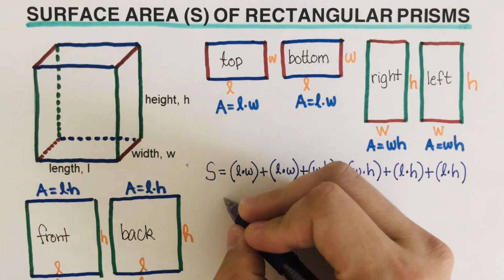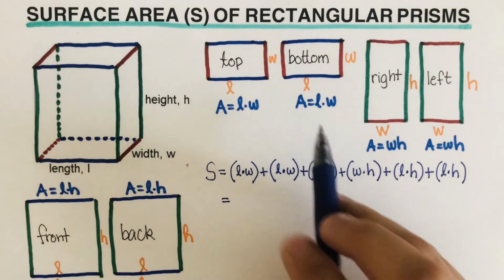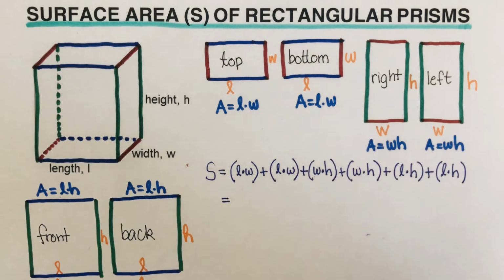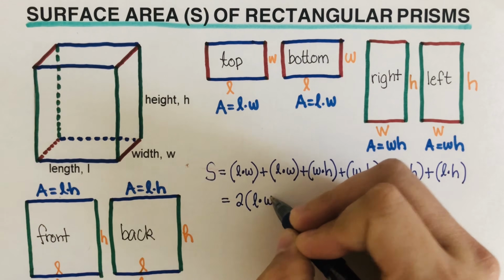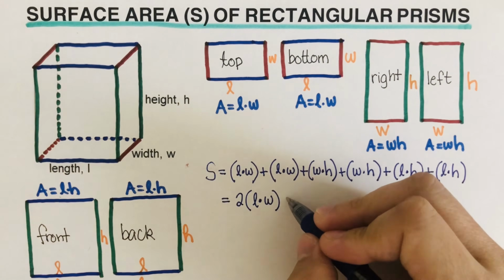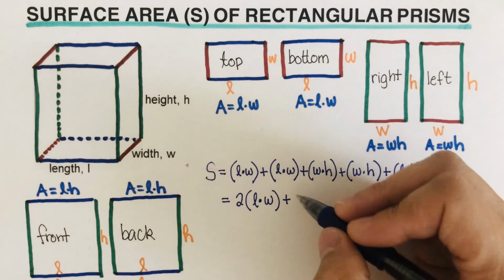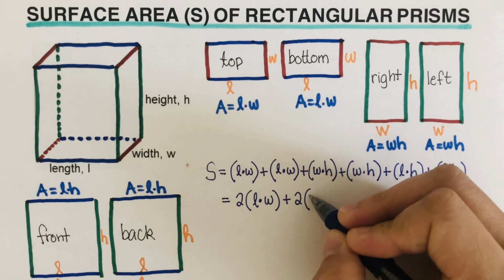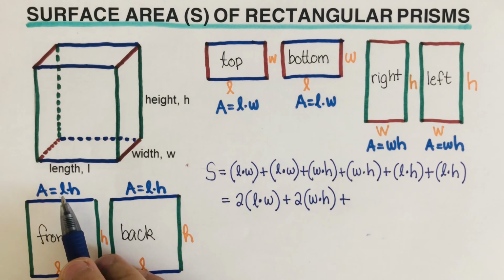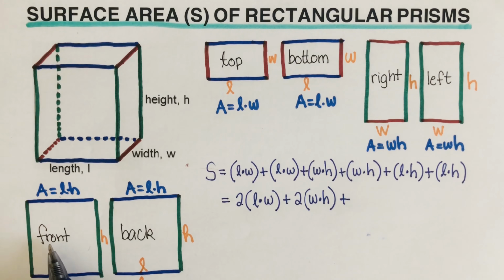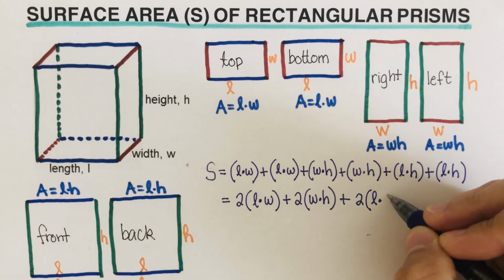So if you observe, there are 2 length times width, because the top and the bottom correspond. So they are the same. They're actually congruent. So that would be 2 times the length and width. So there are 2 of them. Plus there are 2 width and height as well, which corresponds to the left and the right. So that would be 2 times width times height, plus there are 2 length times height, and that corresponds to the area of the front and back. So that would be 2 times length times height.